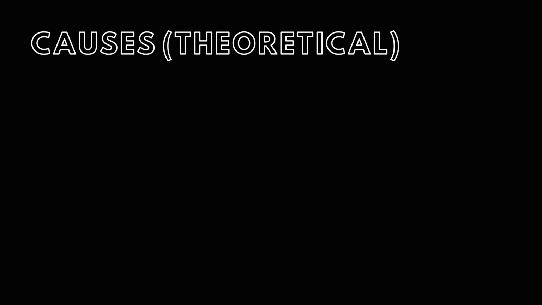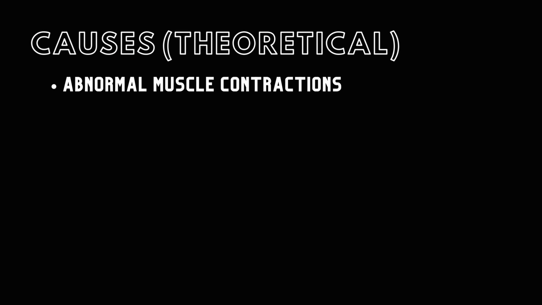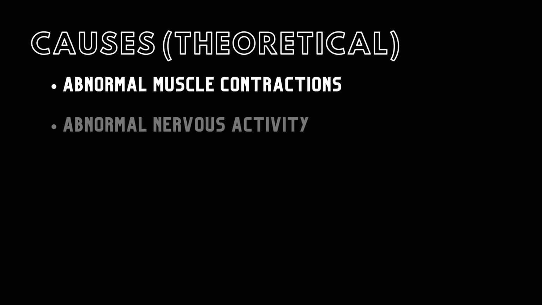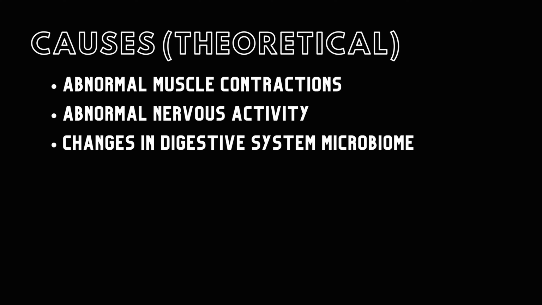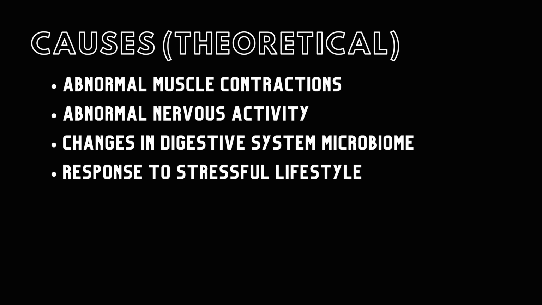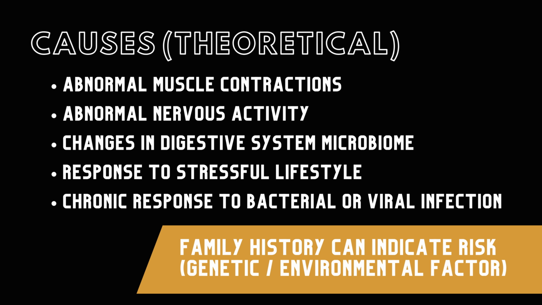The overall cause of IBS is unclear, but current medical theories include abnormal muscle contractions of the stomach and/or intestines, abnormal nervous activity within the stomach or intestines, abnormal changes in the microbiome of the digestive system, abnormal bodily responses to a stressful lifestyle, abnormal chronic responses to a bacterial or viral infection, and additionally, family history can indicate risk, as genetics and environment may play a role.